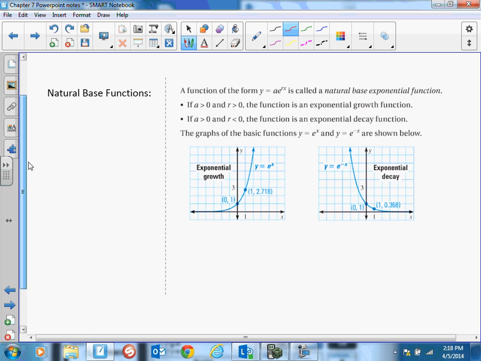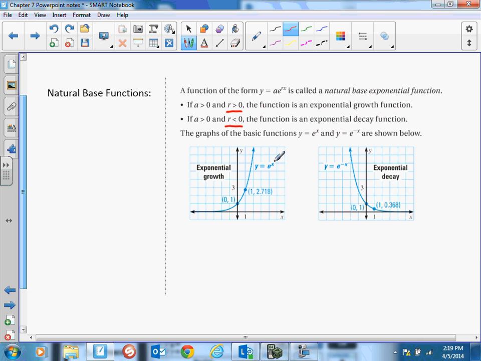Natural base functions. A function in the form y equals a times e to the rx is called a natural base exponential function. It has many of the same rules of the ones that we graphed. How you can tell if it's a growth or decay function is the r. Basically, if the exponent is positive, it's going to be a growth function. If the exponent is negative, it's going to be a decay function.